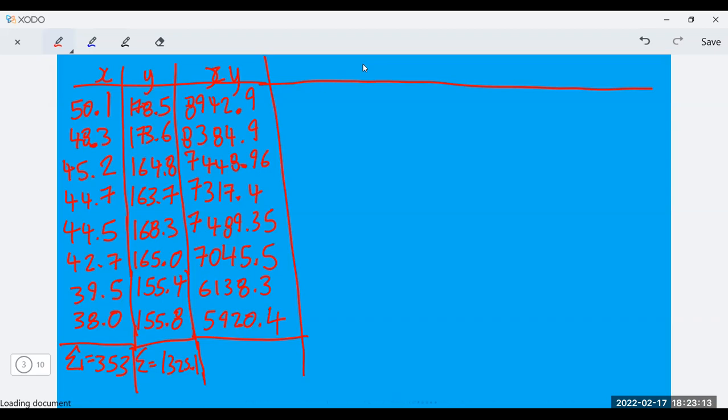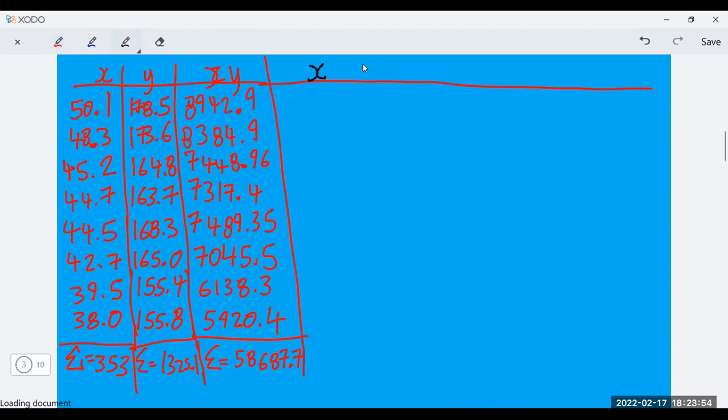8942.9 plus 8384.9 plus 7448.96 plus 7317.4 plus 7489.35 plus 7045.5 plus 6138.3 plus 5920.4. Adding all that, we get the sum is 58,687.7. Ooh, nice. Now we need two more tables.